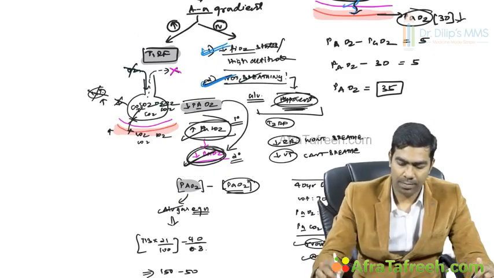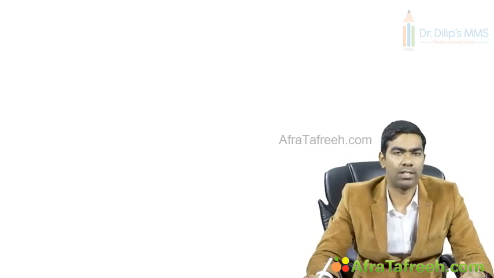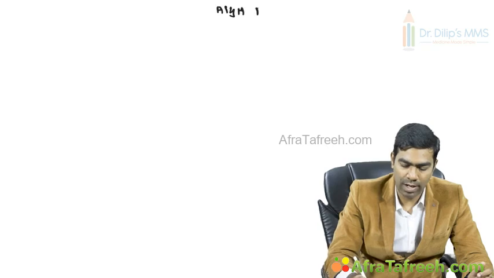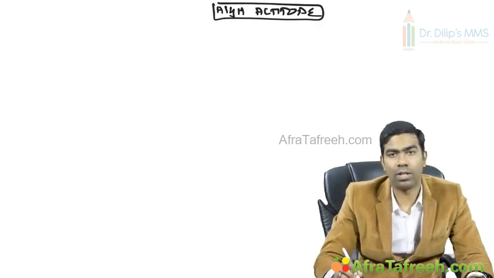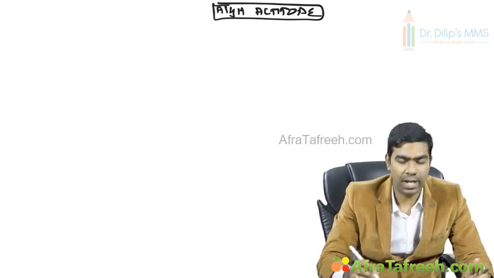As simple as that. Now we have understood. So the entire essence of understanding all this A gradient and all these things is not complete unless you understand the high altitude related problems. So now we are going to the physiology of the high altitude, and also the pathology of the high altitude. So what is the main problem in the high altitude?